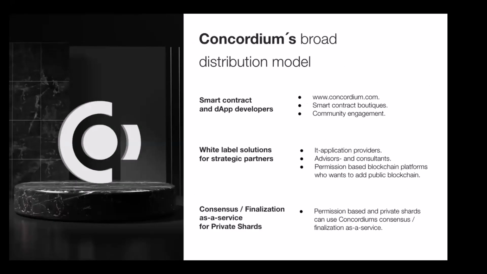And so, a broad distribution model of Concordium. Concordium has Concordium.com, and there are going to be smart contract boutiques, and we have a great community. All this comes under smart contract and dApp developers. We also have the DevX Initiative, which is going to be huge. We are supporting the Rust ecosystem and a lot of open source initiatives as well. We also have white label solutions for strategic partners, and finalization as a service for private shards. Basically, you can have your own white labeled blockchain solution where your end customer doesn't even have to know that you're using the Concordium blockchain for the finalization.